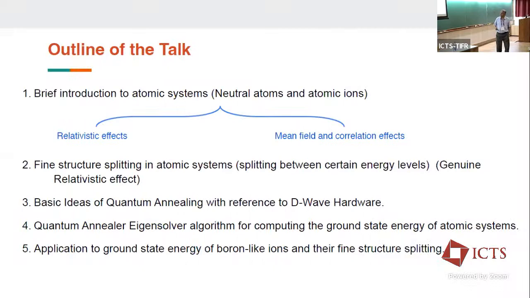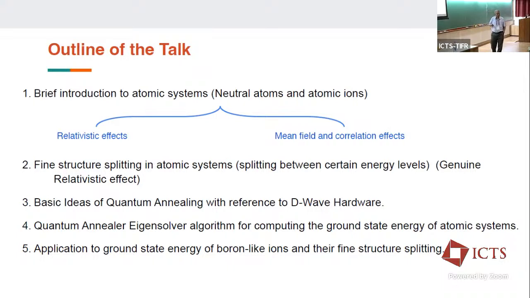Okay, I'll give an outline of the talk. Because we're applying quantum computing, or in this case, quantum annealing, to atomic systems, I thought I'd just give you a brief introduction. And this means both neutral atoms and atomic ions. So if you look at an atom or an ion, you'll have relativistic effects, and as the atoms become heavier, the relativistic effects become more important. And then you also have mean field and correlation effects. So one has to compute these 2 effects accurately to get an accurate result.